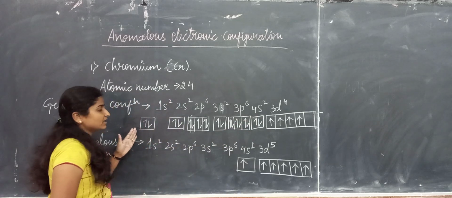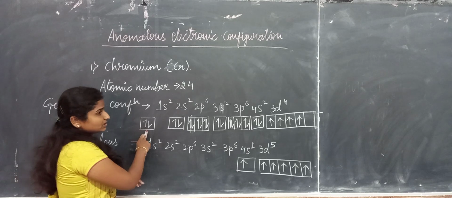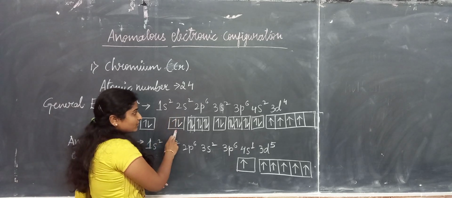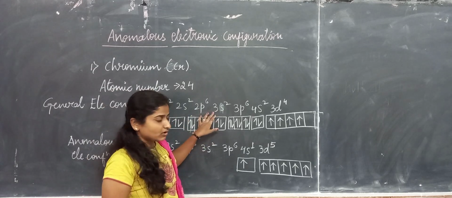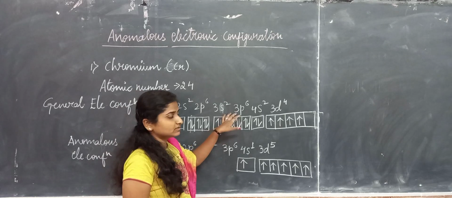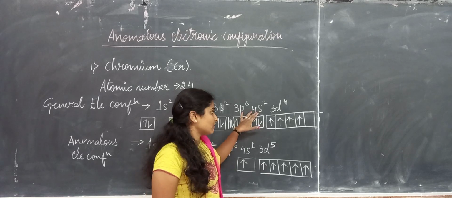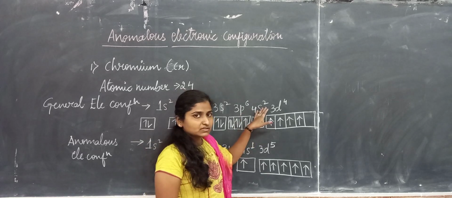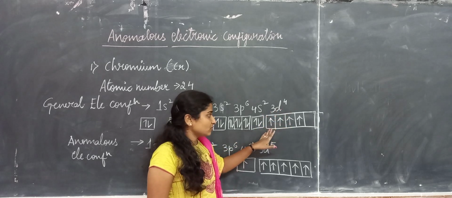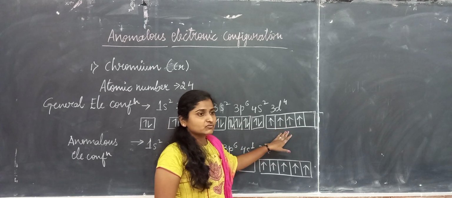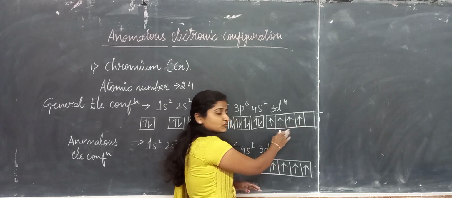If we represent this in the form of an orbital diagram, there are 2 electrons in the 1s atomic orbital, 2 electrons in the 2s, and 6 electrons in the 2p. In the 3s there are again 2 electrons, in the 3p 6 electrons, and in the 4s 2 electrons, whereas in the 3d atomic orbital we have only 4 electrons. First we have to occupy the orbitals with single electrons. You should not pair up the electrons, so we write all 4 electrons in 4 different atomic orbitals.